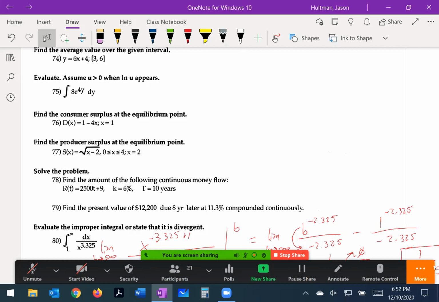Okay, and so we have equilibrium is when D of X is equal to S of X, and we want the producer surplus here, QP minus the integral from 0 to Q of S of X dx, for supply function S of X and Q units at price P.